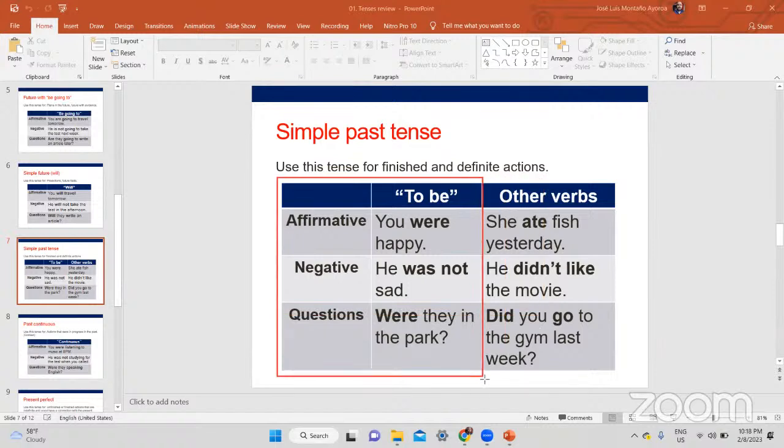Affirmative. You were happy. Negative. He was not sad. Questions. Were they in the park? Good, right? So it's the same. You can talk about names, age, status, any type of physical description, even place, as you see over there. All right. So let's give some ideas. Give me, please, one affirmative idea of anything with the verb to be in past.